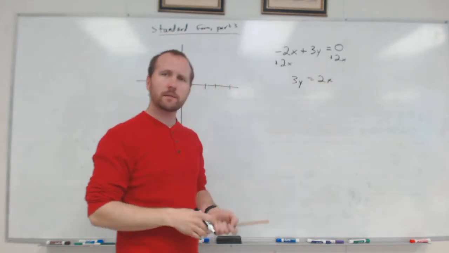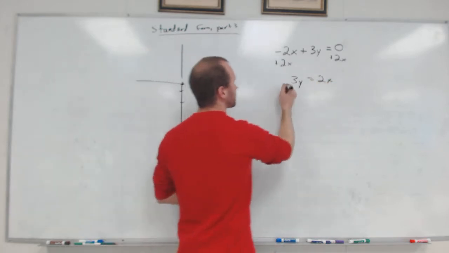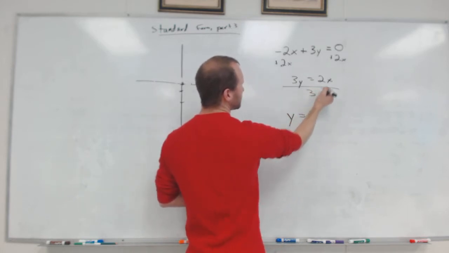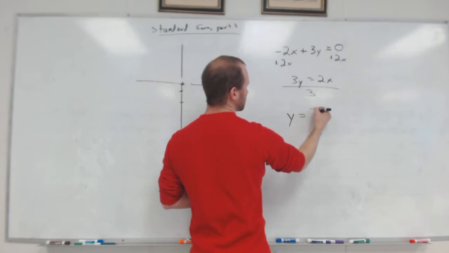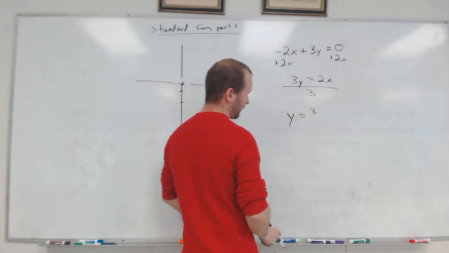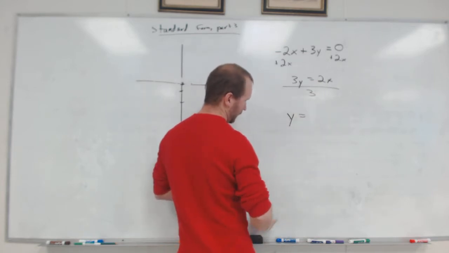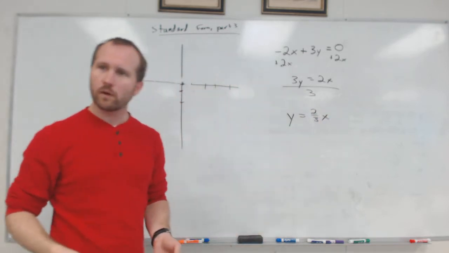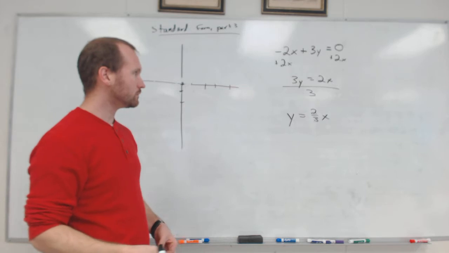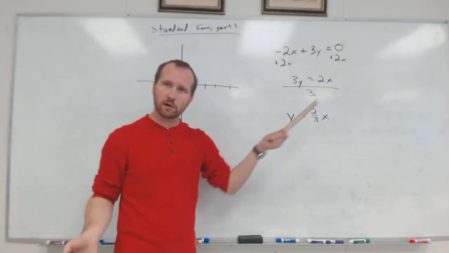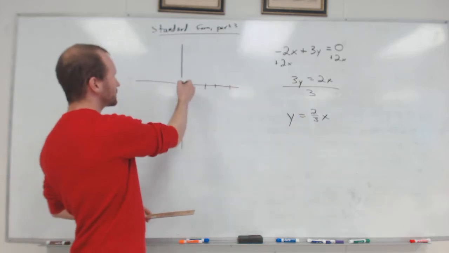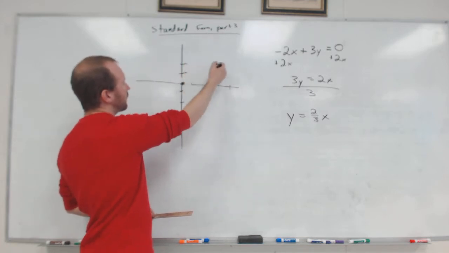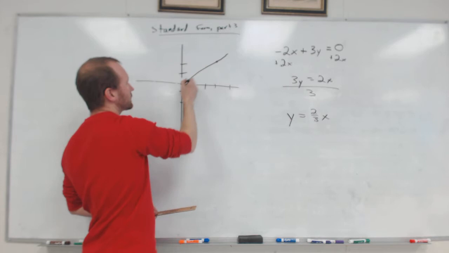And then what's in the way? The 3. So I'm going to divide both sides by 3. And I would write it like this. y equals, just focus on the numbers, 2/3 x. y equals 2/3 x plus 0. Think of it as plus 0. So we know we're starting here, and then 2/3 up to over 3. And that's our line.